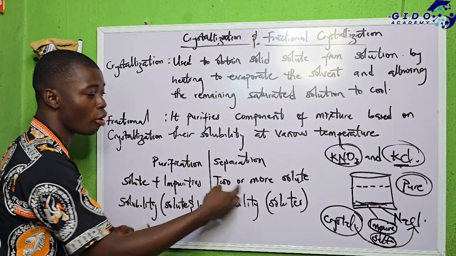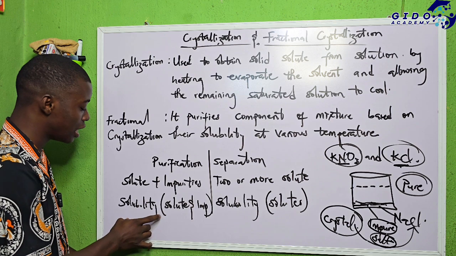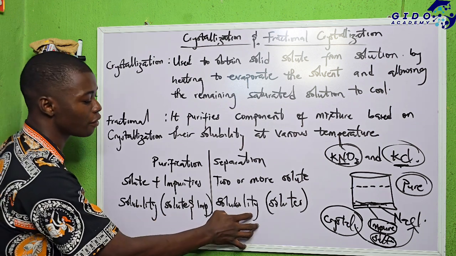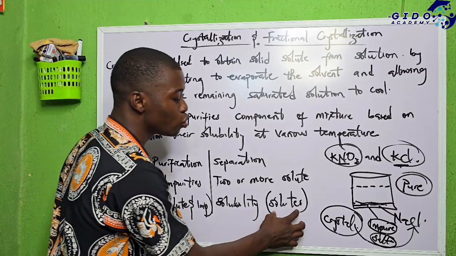But this one consists of two or more solutes. And lastly, the solubility in crystallization is usually between the solute and the impurity, while the solubility in fractional crystallization is between the two or more solutes.